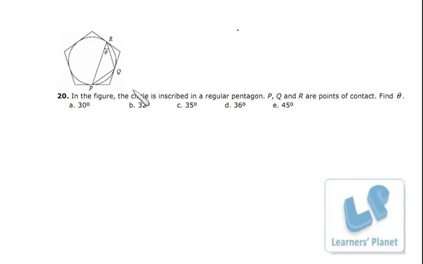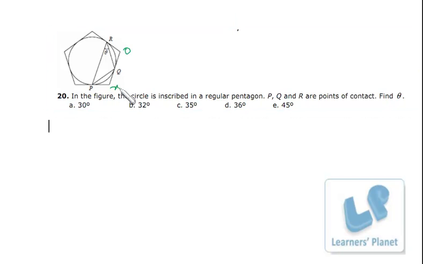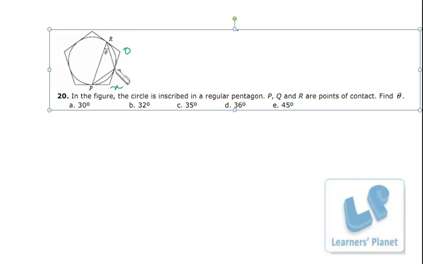Now see this problem. In the figure, the circle is inscribed in a regular pentagon. P, Q, R are the points of contact. Find theta. Once again, a very interesting problem. I suppose these 2 points to be O and say X. Right. Now triangle ORQ and triangle XPQ.